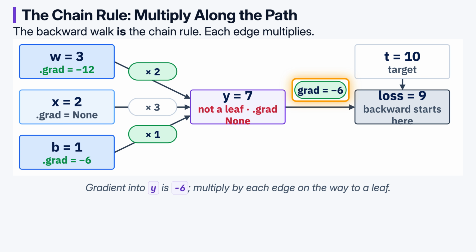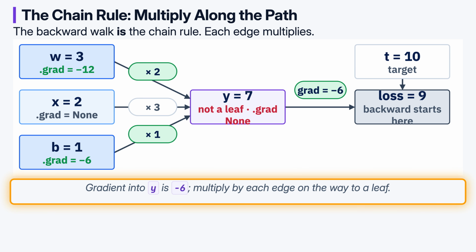Let's name what just happened. The gradient into y is minus 6. On the way to w, multiply by 2. Minus 6 times 2 is minus 12. On the way to b, multiply by 1. Minus 6 times 1 is minus 6. That's the chain rule, the same rule from calculus. Multiply the slopes along the path. The backward walk is just the chain rule, run for you.